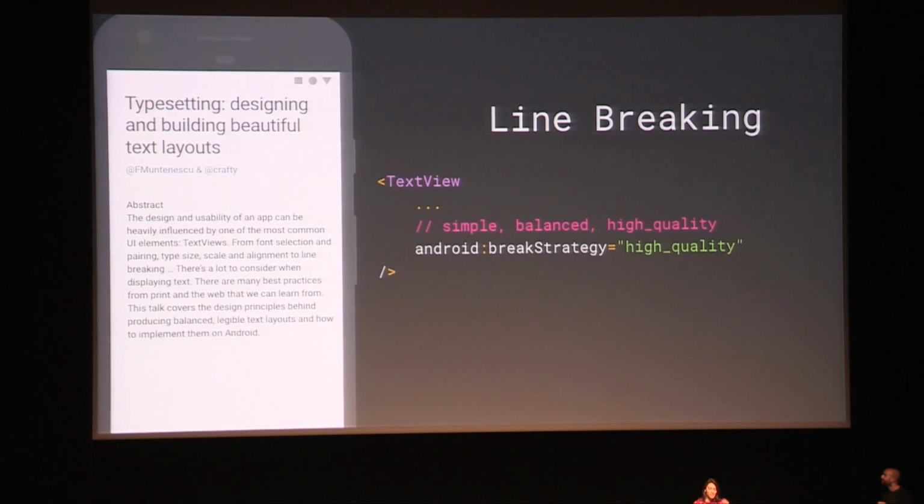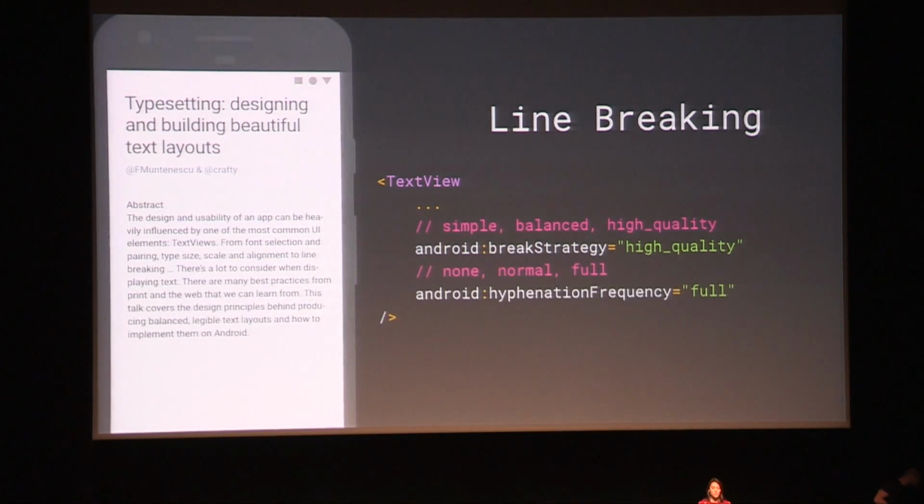In terms of line breaking, we have the break strategy. We have 3 types of break strategy: simple, balanced, and high quality. High quality by default also adds hyphenation to your text. But you can set which kind of hyphenation you want. So we have 3 different types of hyphenation frequency: none, normal, and full.